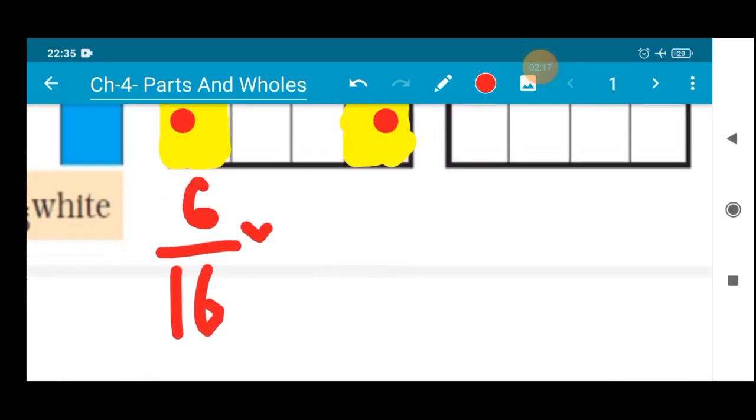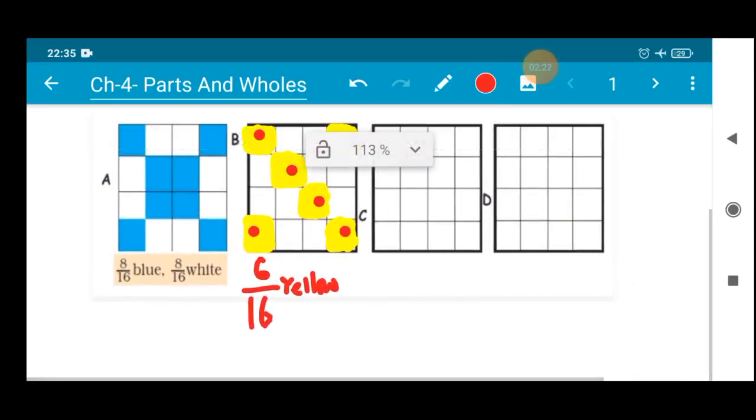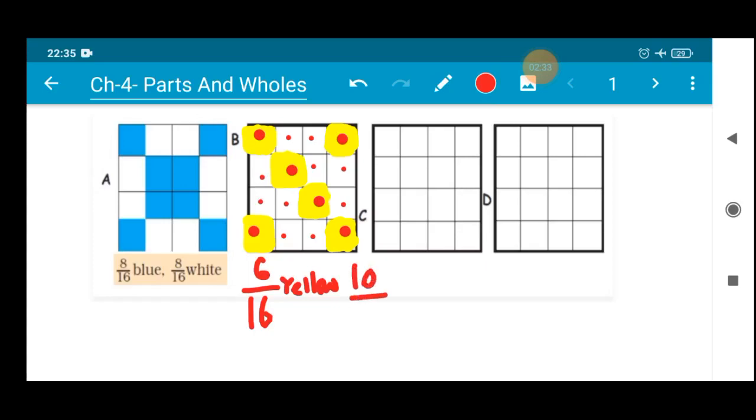So let me color this yellow. Okay, in this square box we can find 6 yellow and how many are white? 1 2 3 4 5 6 7 8 9 10. So that means out of 16, 10 parts are white. So W is representing white. So in number B I have made one pattern. You can see I have drawn with the yellow and I have made this X shape here. So in this pattern, 6 by 16 is the yellow part. Out of 16 there are 6 parts, and out of 16, 10 parts are white, which we did not touch.